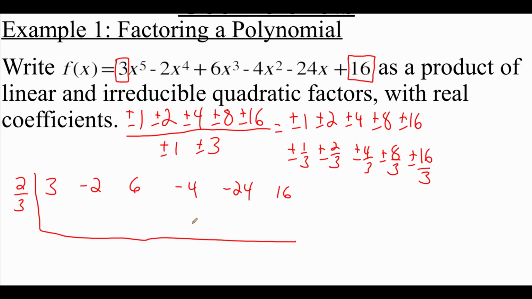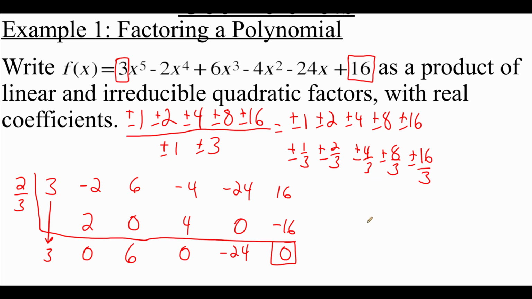So I went ahead and set up my synthetic division. I'm going to drop down the 3. 3 times 2/3 is 2. Negative 2 plus 2 is 0. 0 times 2/3 is 0. 6 plus 0 is 6. 6 times 2/3 is 4. Negative 4 plus 4 is 0. 0 times 2/3 is 0. Plus negative 24 is negative 24. And negative 24 times 2/3 is negative 16. So we get a 0 remainder, which proves that 2/3 is a zero of our function.